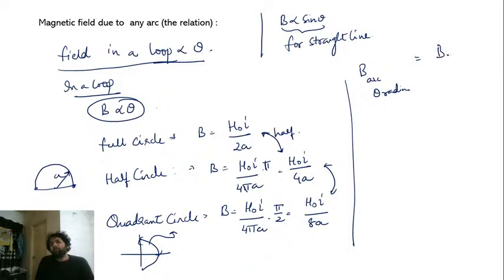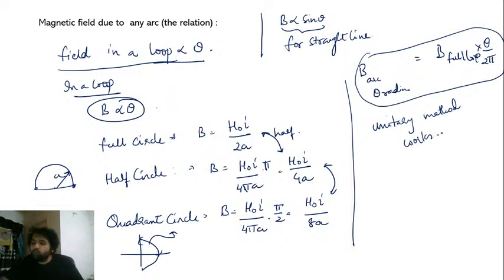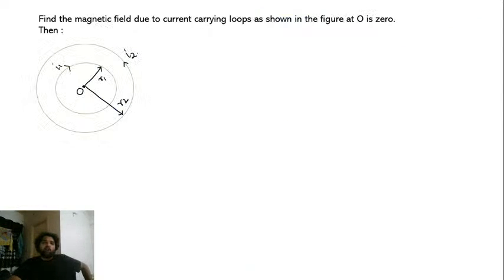will be B due to full loop into theta by 2 pi. The unitary method will work here. That is one very useful trick I can tell you. All right. Now let's do one simple question before we call it off for today, and we can continue this tomorrow.